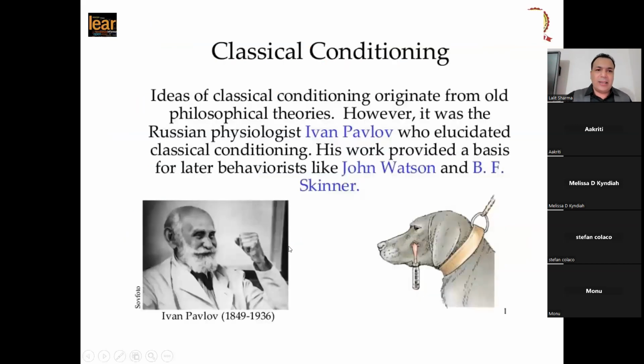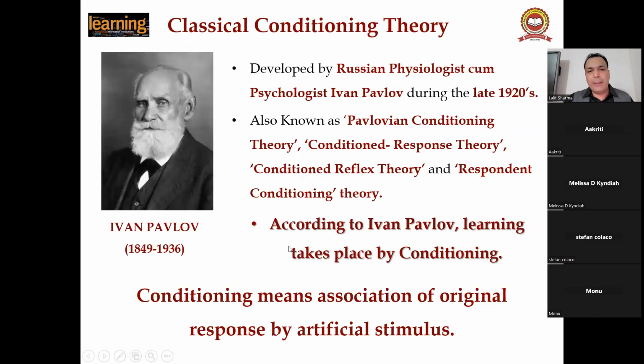So classical conditioning theory was basically developed by the Russian physiologist cum psychologist Ivan Pavlov during the late 1920s. Right? This theory is also known as Pavlovian conditioning theory, conditioned response theory, CR theory. That one was SR, stimulus response. This is CR, conditioned response theory. Right? Conditioned reflex theory and respondent conditioning theory. Okay. So there are two or three names, you have to learn them.